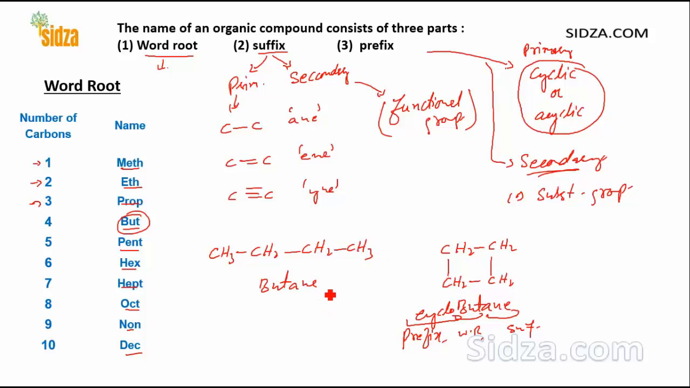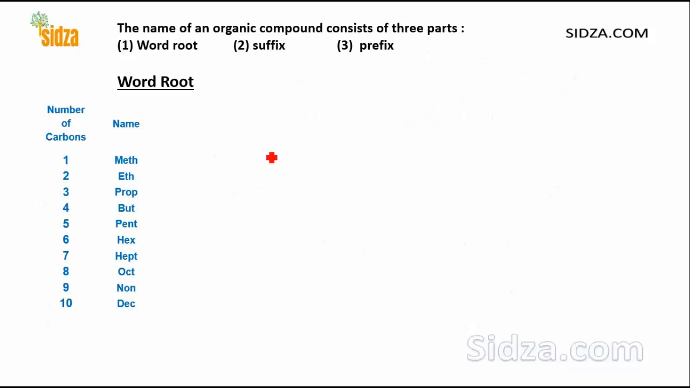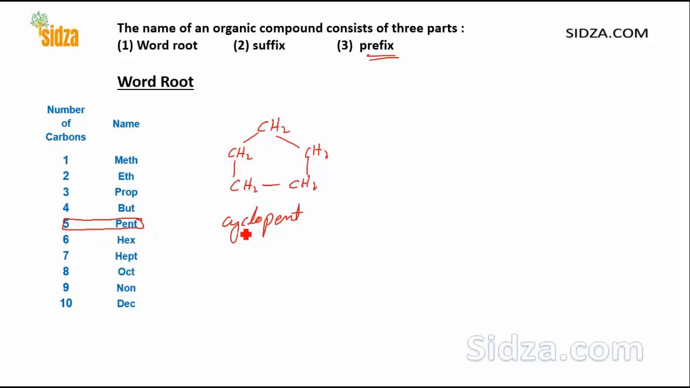Let's take some other examples. Suppose I got here a molecule like this, CH2, CH2, and the single bond CH2. Here we find this molecule is cyclic, so the prefix for this molecule will be cyclo here, and it contains 5 carbon atoms, so we will use the term pent. For the 5 carbon atoms, we use the term pent, cyclopent, and there is only single bond, so it will be pentane, right? Cyclopentane.